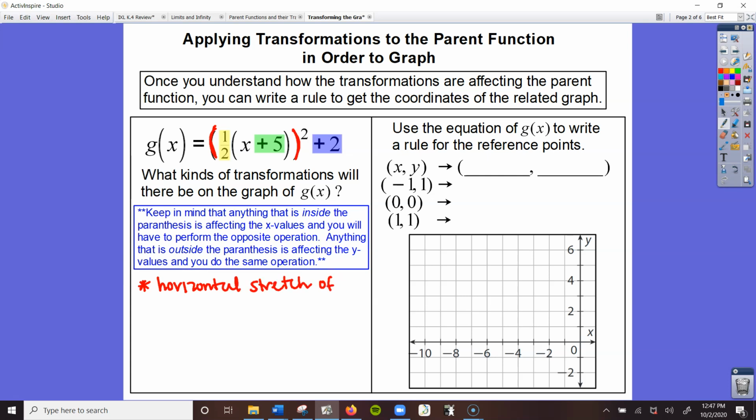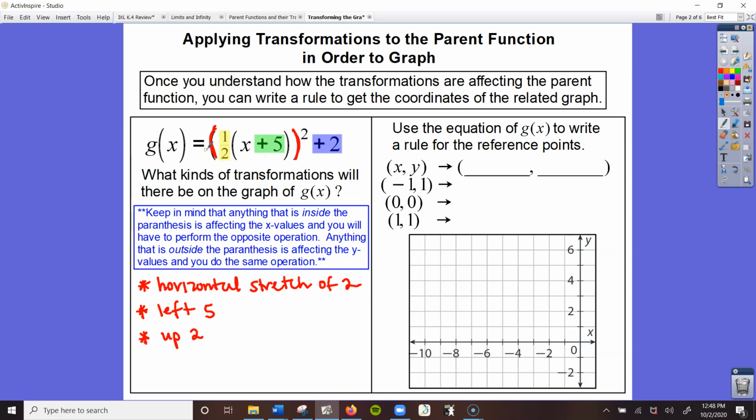Then this plus 5, that is your translation, meaning that it will move left 5. And finally, this plus 2 that is on the outside means that the graph is going to move up 2. So in order to apply these transformations to our graph, we have to write the transformation rule for the x's and the y's. Now, when we're writing our rules, we look at everything that is on the inside. And remember that it has to be the opposite.